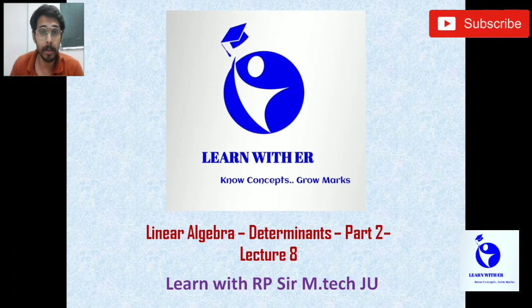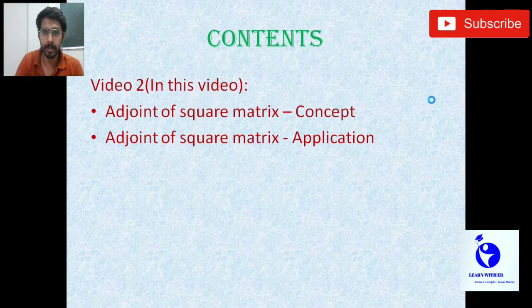So hello students, welcome back to your channel. Today we are discussing determinants part 2, which is lecture number 8 of the linear algebra series. So let us quickly get into the topics that we are going to discuss. Today we are going to discuss the adjoint of a square matrix. We are first of all going to discuss the concept and then we are going to do an application relating to the adjoint of the square matrix.